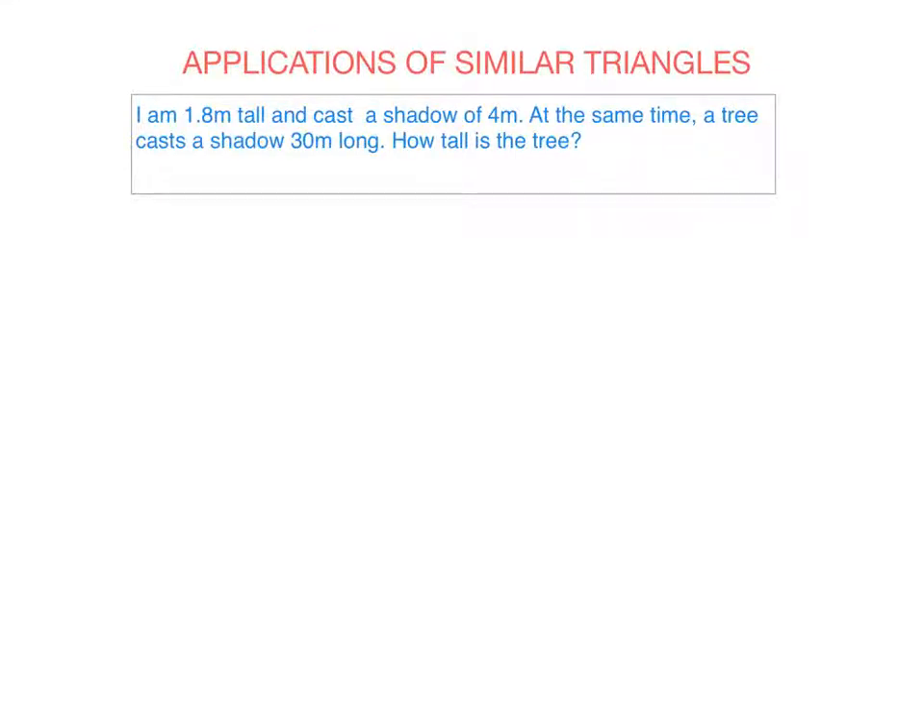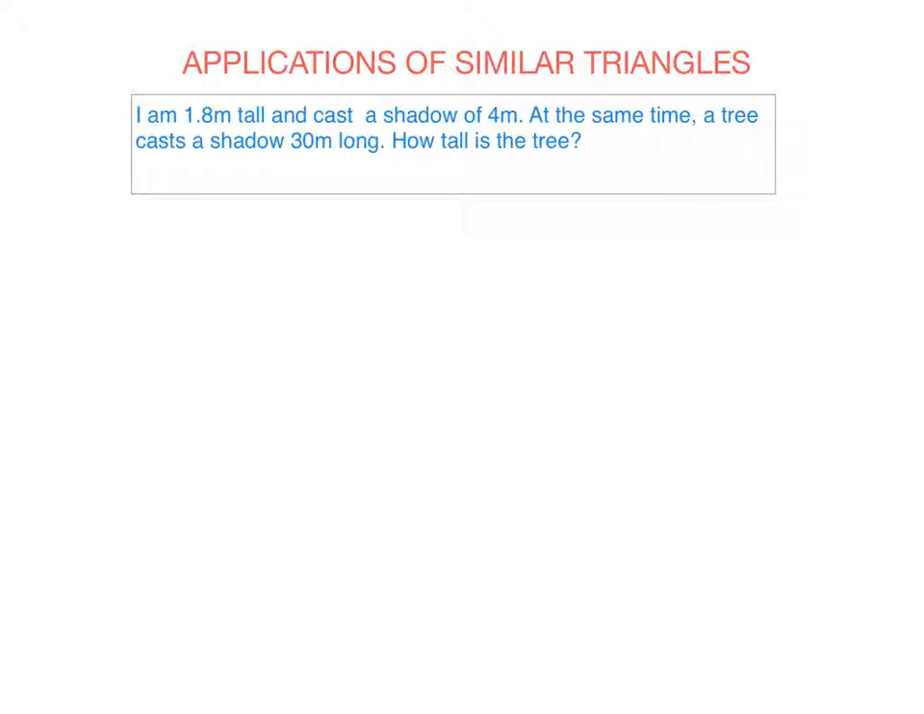Today we're going to use similar triangles to solve real world problems. So let's look at the first. I am 1.8 meters tall and cast a shadow of 4 meters. At the same time, a tree casts a shadow 30 meters long, and we're going to find how tall the tree is. Now note that all of these problems involve finding a scale factor and then using that to find an unknown side in a similar triangle, just like we did last lesson.